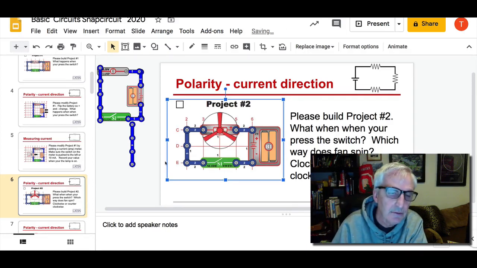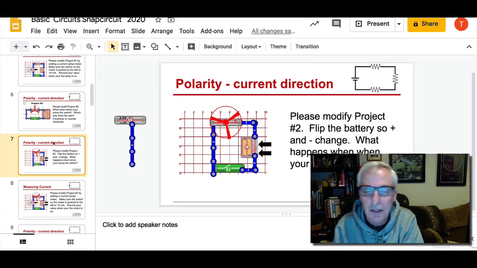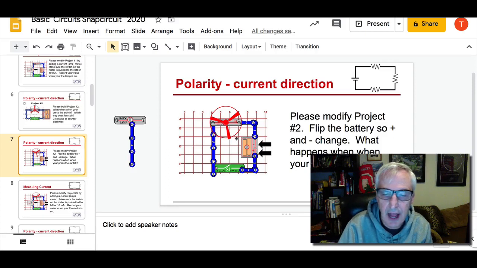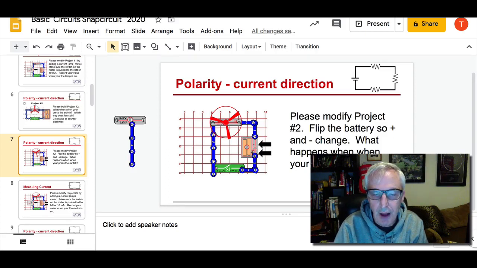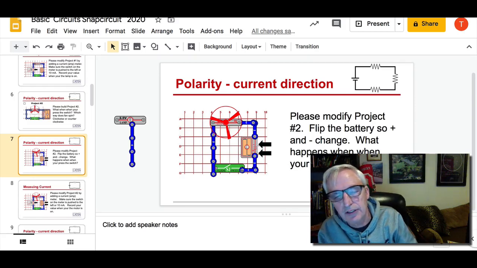Let's go ahead and go to project 3. The next, let's flip it like we did last time with the lamp. Positives down here, negatives here. Flip the switch. Tell me what happens. Is it going clockwise or counterclockwise? All right.